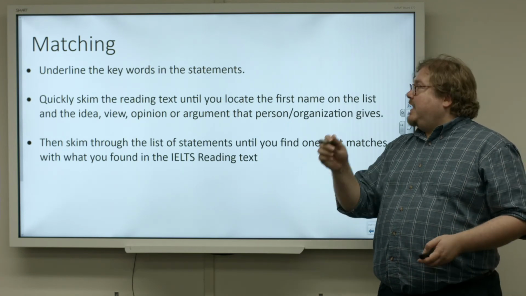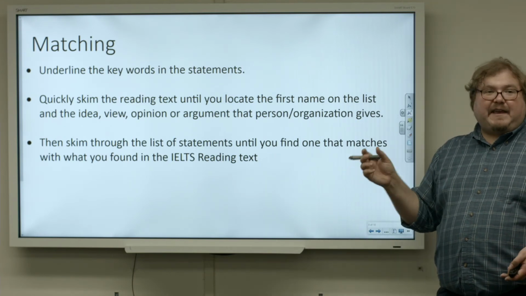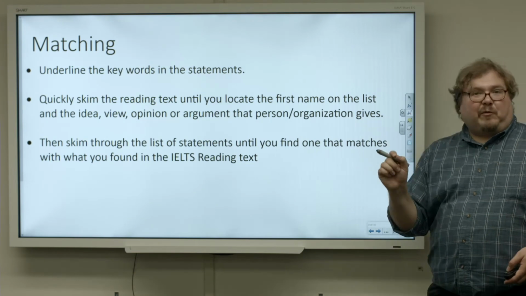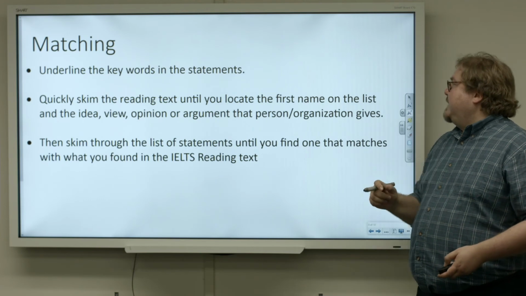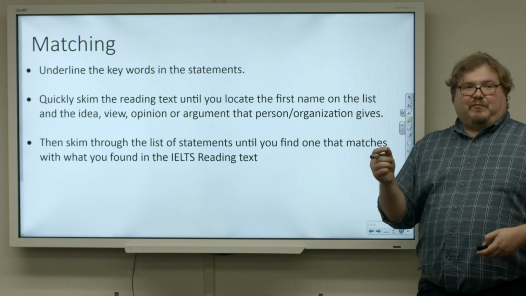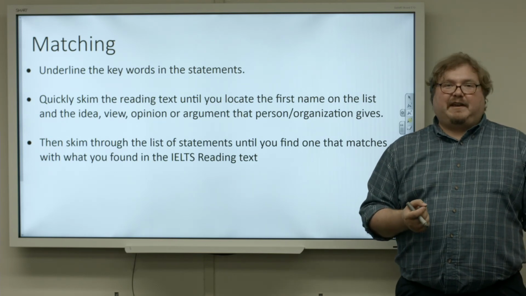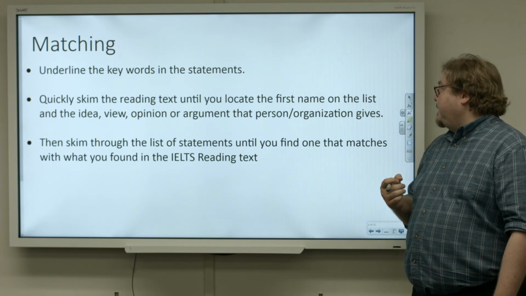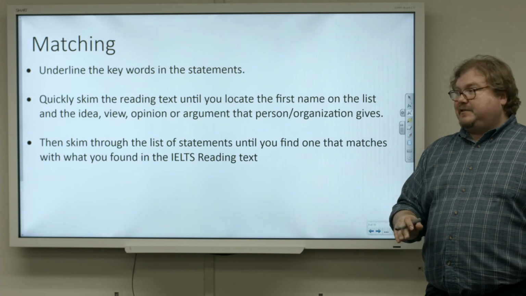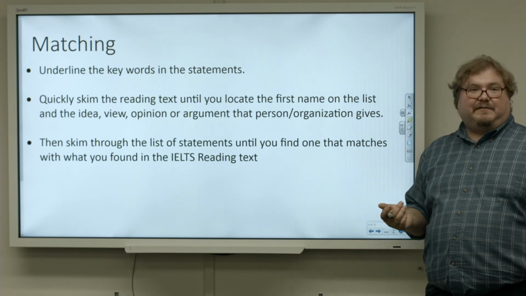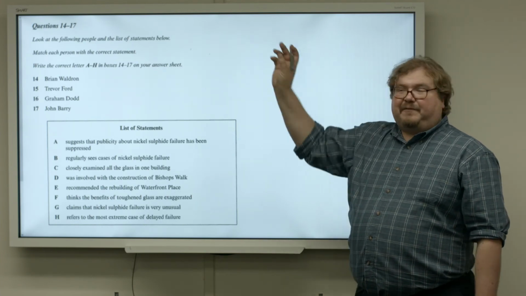So, like before, underline the key words. Quickly skim the reading text until you locate that first name. Remember, when you're looking for a name, look for capital letters. That will help you find it very quickly. Then read before and after to try to find the idea or the viewpoint that that person presents in the article. Then skim through the statements until you find one that you think matches the IELTS reading text. So here's an example of that type.